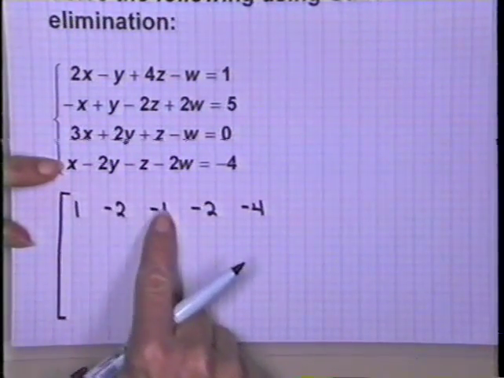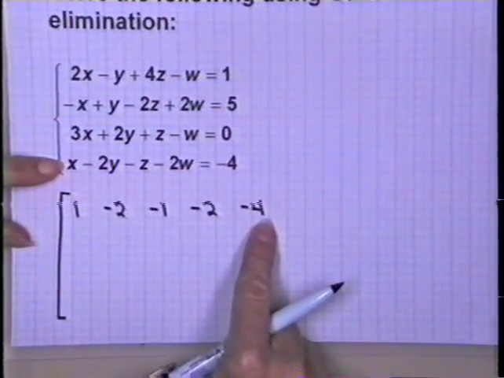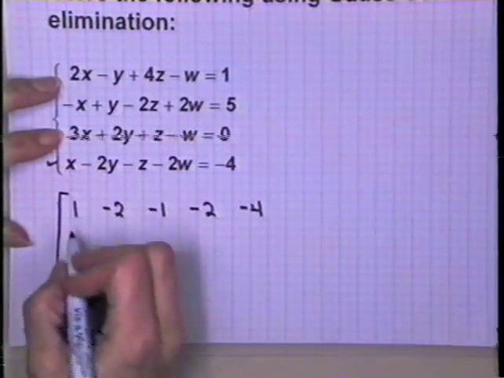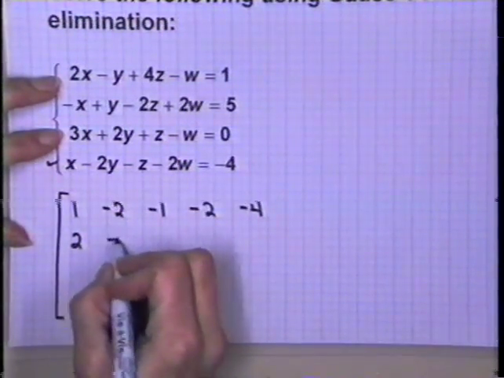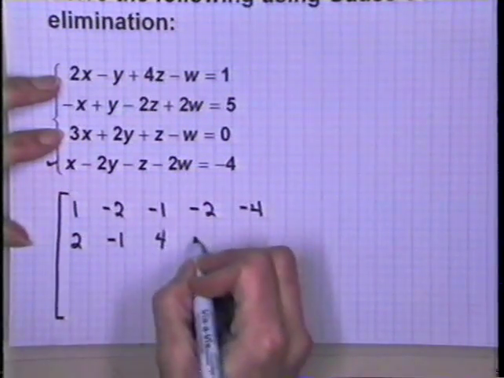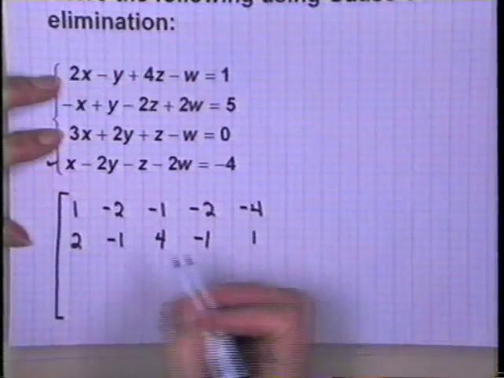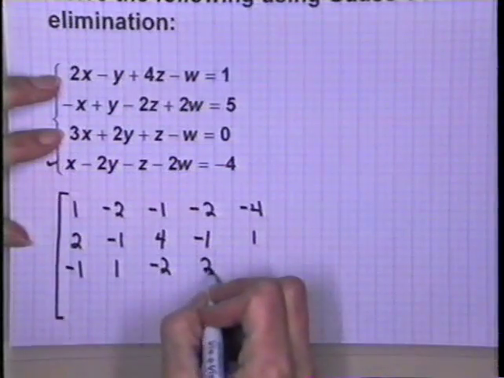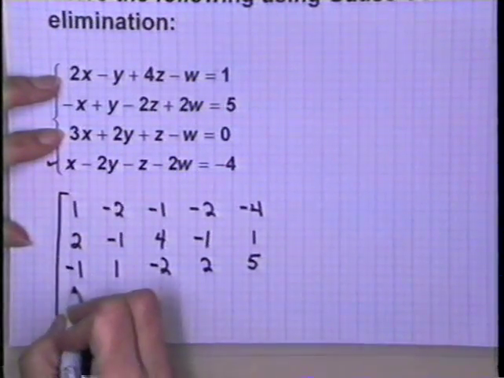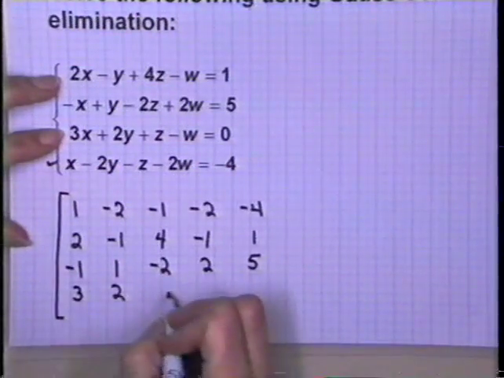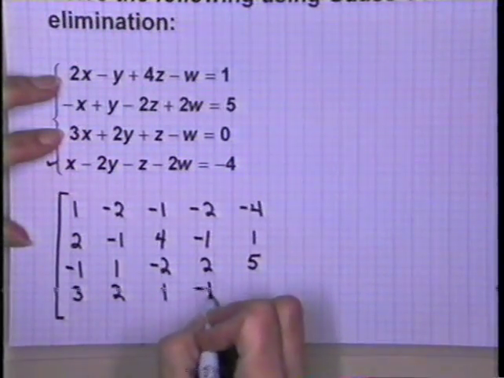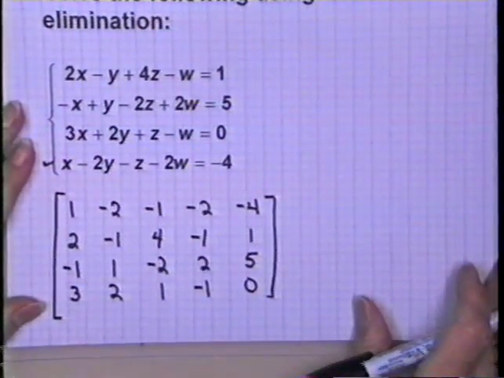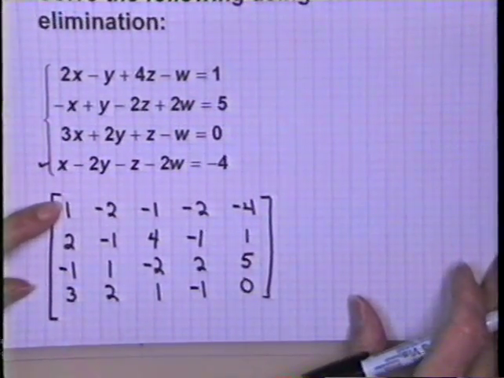Notice this is x, y, z, and w, and then my constants. Now, other than wanting that equation written down first, these don't really matter. So I'm just going to go ahead now in order. I've got 2x minus 1y, 4z minus 1w equals 1. Then minus 1x, 1y minus 2z, 2w equals 5. 3x, 2y, 1z minus 1w equals 0. So here is my matrix that I would start with. And I've got a nice 1 right up here.